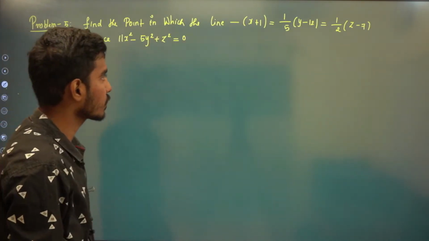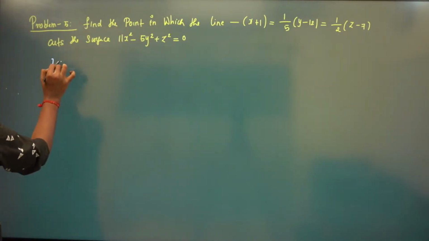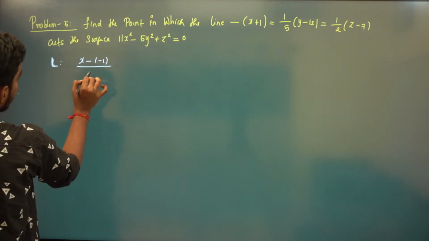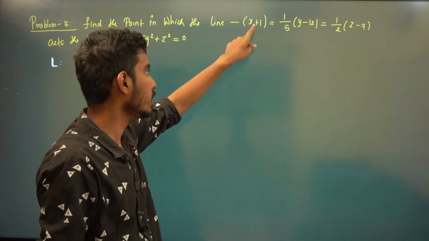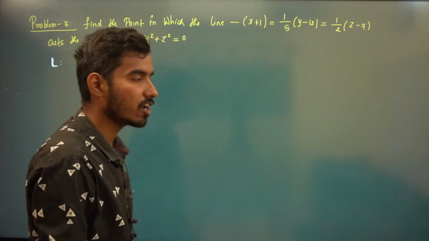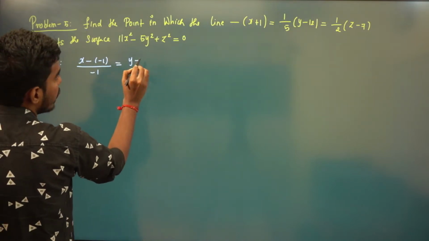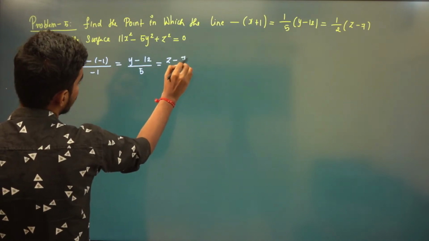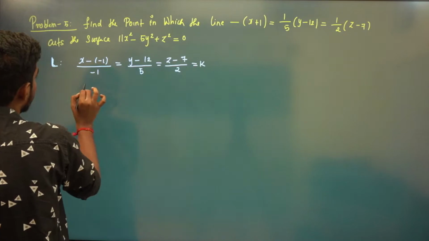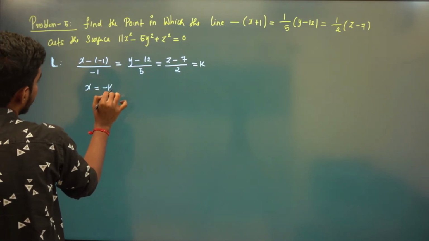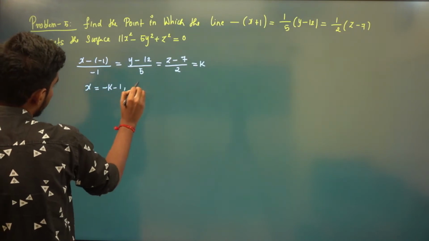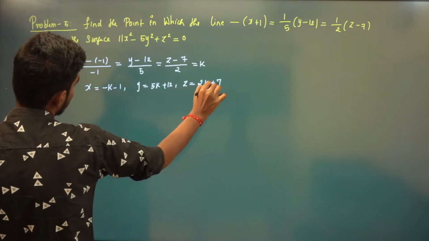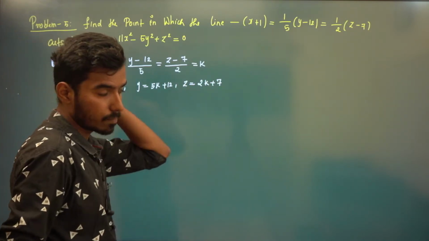So first you write that in symmetrical form. The line L is x minus of minus 1 divided by minus 1. You bring this minus to the denominator, so we should have x minus alpha. So put minus of minus. So you will have y minus 12 by 5, z minus 7 by 2 is equal to k. That means your x will be minus k minus 1, your y will be 5k plus 12, z is 2k plus 7. So any point on the line will be of this form depending upon the value of k.